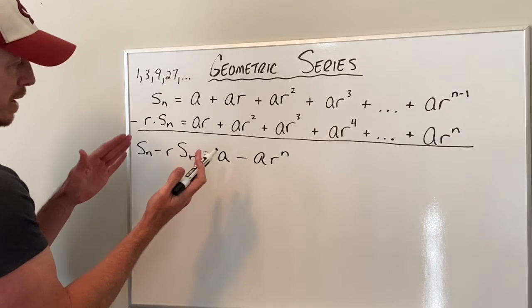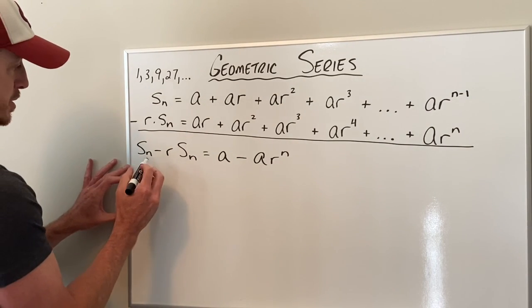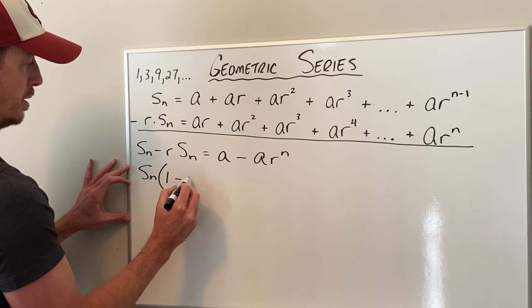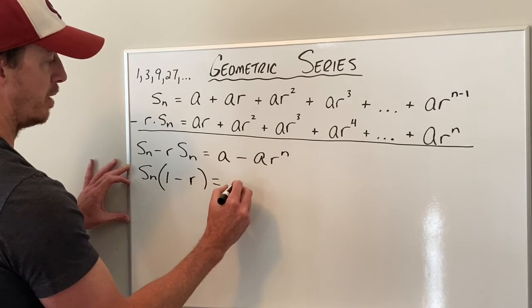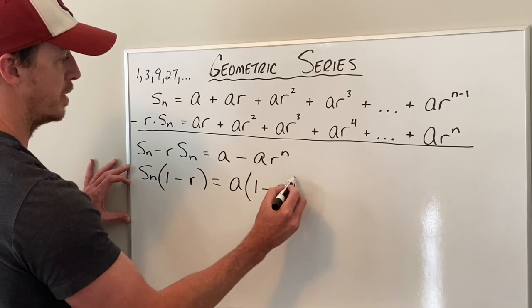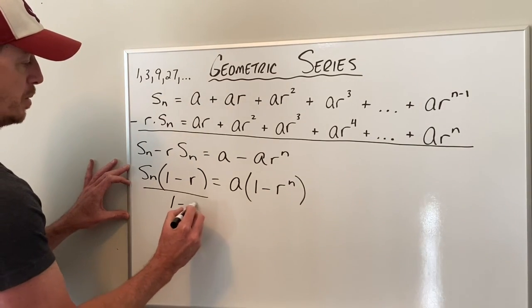All right, well now remember this S of n, this is the thing that I want a formula for. So I'm going to factor out S of n. That'll leave me with 1 minus r over here. I'm going to factor out a over here. That would leave me with 1 minus r to the n over here. And then I can just divide both sides by 1 minus r.